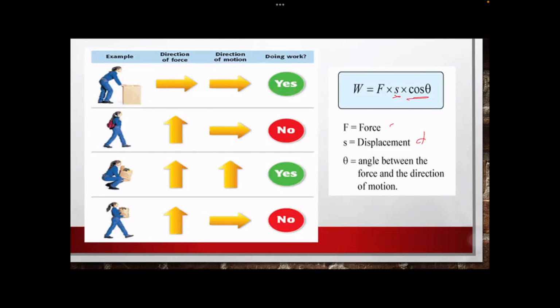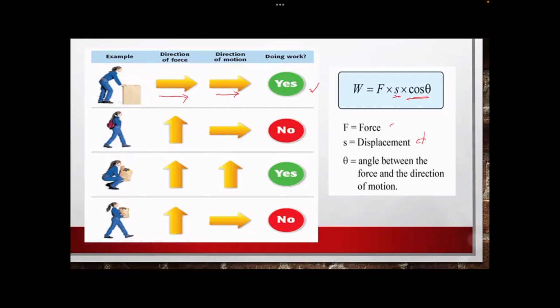Example of work, the application of work here. For example, the woman here is pushing the carton or the box. The direction of the force is going to the right, and the direction of the motion is going to the right. Is there work? Yes, there is work because the force and the direction of motion are the same.